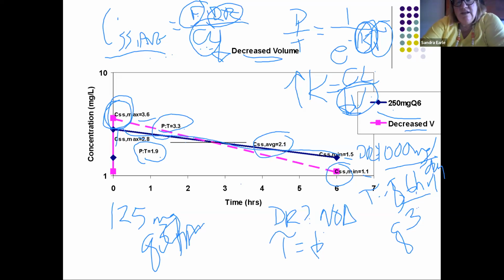So our dose rate is going to remain the same. We're going to get the same amount of drug every 24 hours. We're just going to be chopping it up into smaller pieces. It's going to look more like a constant infusion, which is what we want because we want that less variation around the CSS average.